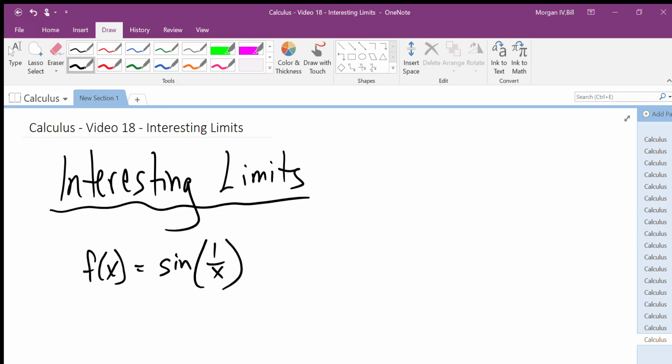Now that might not be a function that you're familiar with, but it looks like this, and it's going to help us talk about our next point. The sine of any angle is between -1 and 1. But when we do the sine of 1 over x, it changes things, and you end up with some curve that looks like this.